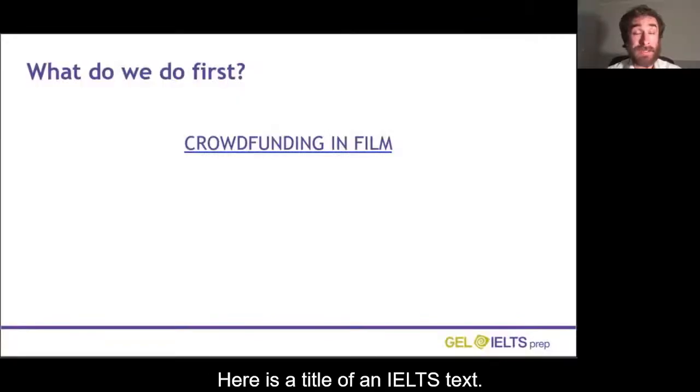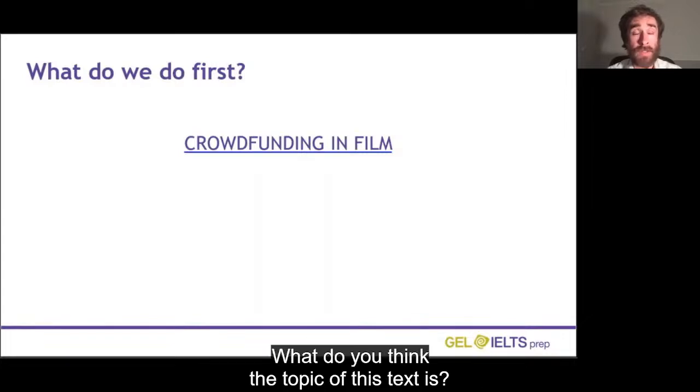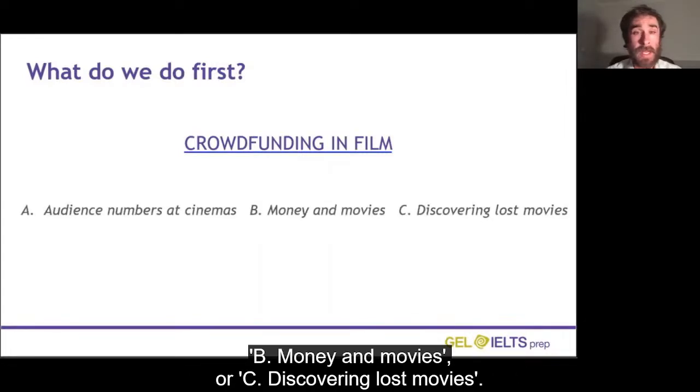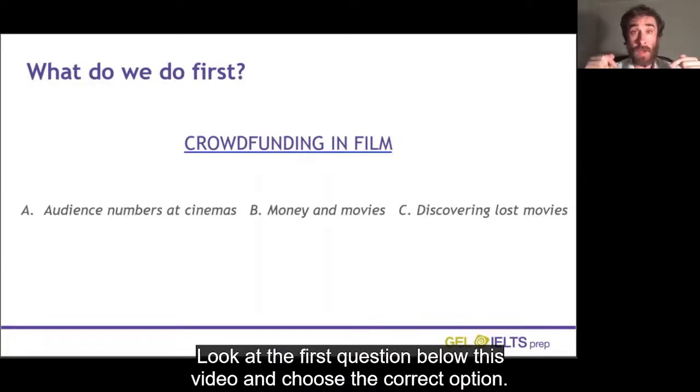Here is a title of an IELTS text. What do you think the topic of this text is? Is it A, audience numbers at cinemas, B, money in movies, or C, discovering lost movies? Look at the first question below this video and choose the correct option.